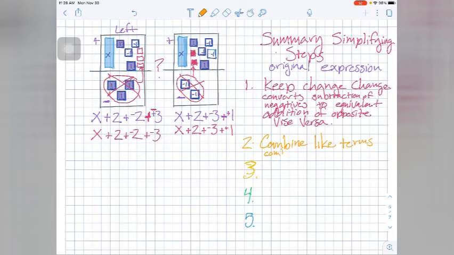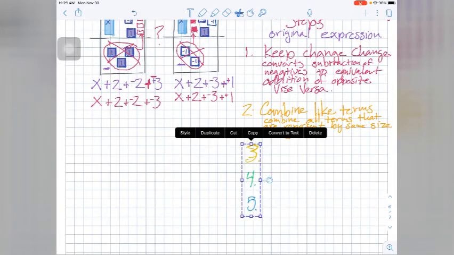This is where we combine all terms that are represented by same size tiles. And now I'm going to move these down a little bit.